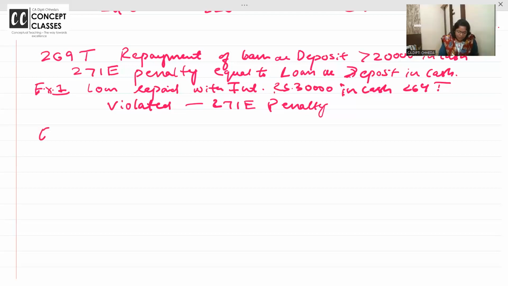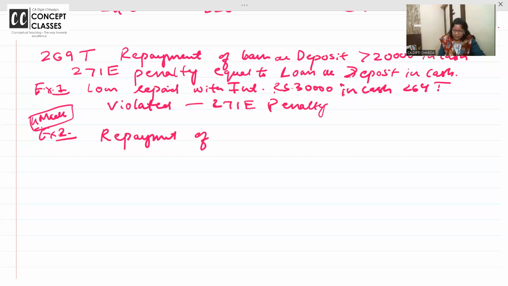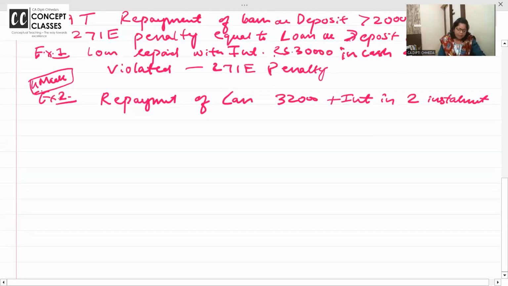The second example is already asked for 4 marks. I'm solving that. The way they give it is very simple. Please mark it, very important. 4 marks. They have asked 2 marks, 2 concepts. They are saying repayment of loan 32,000 plus interest in 2 installments this time. I am paying in 2 installments.